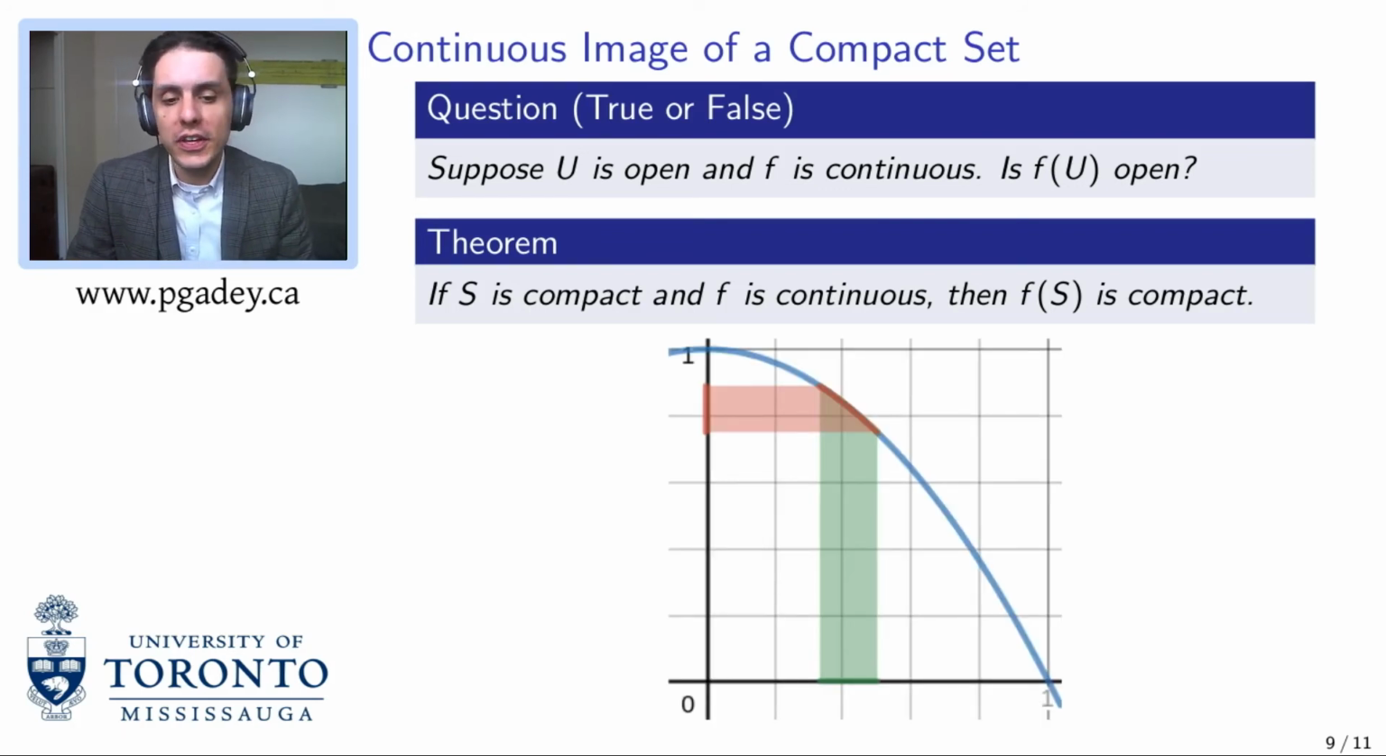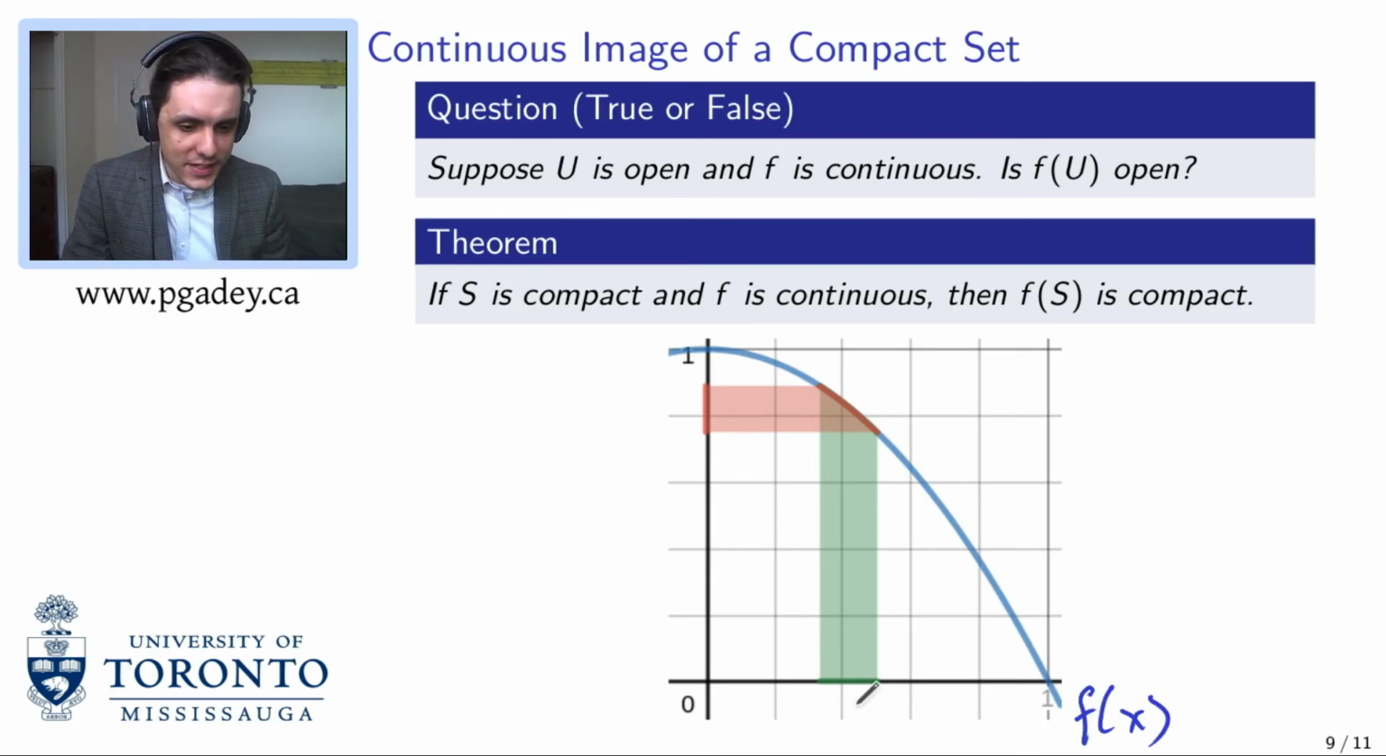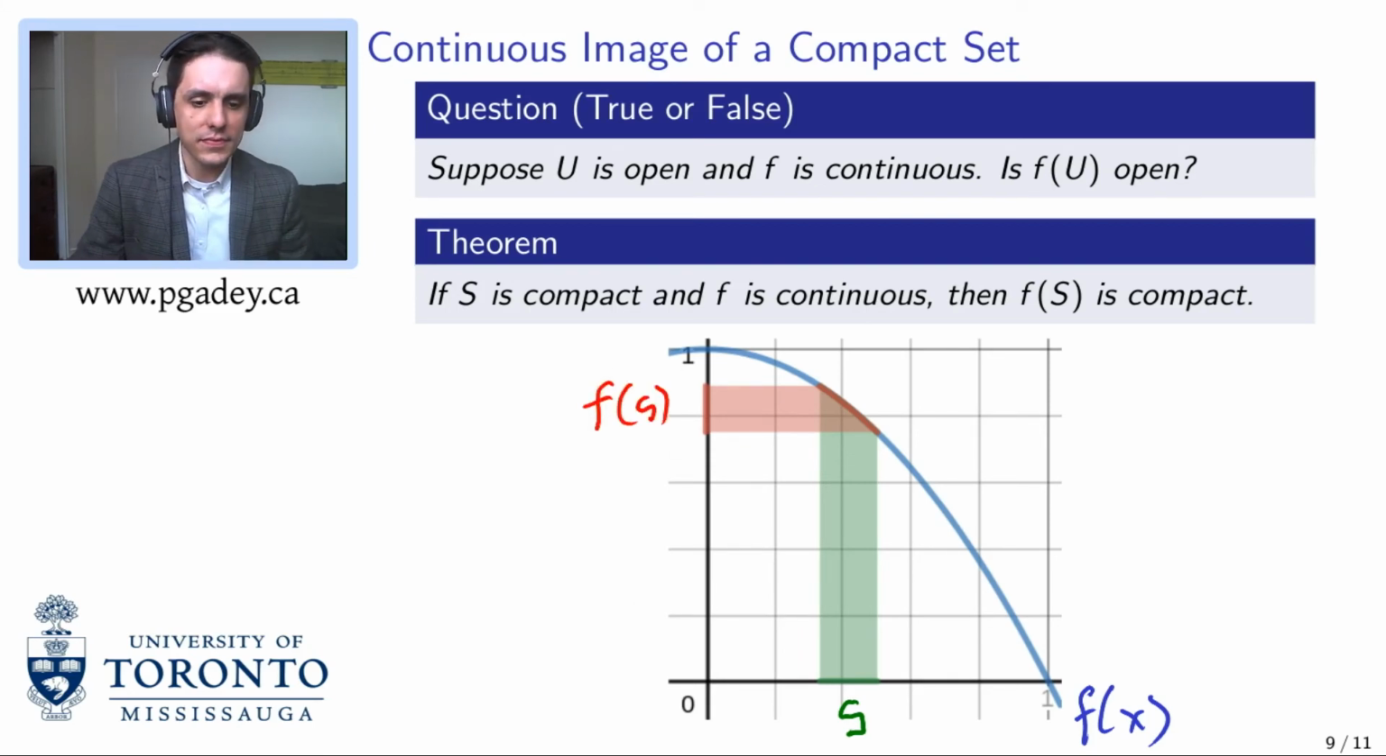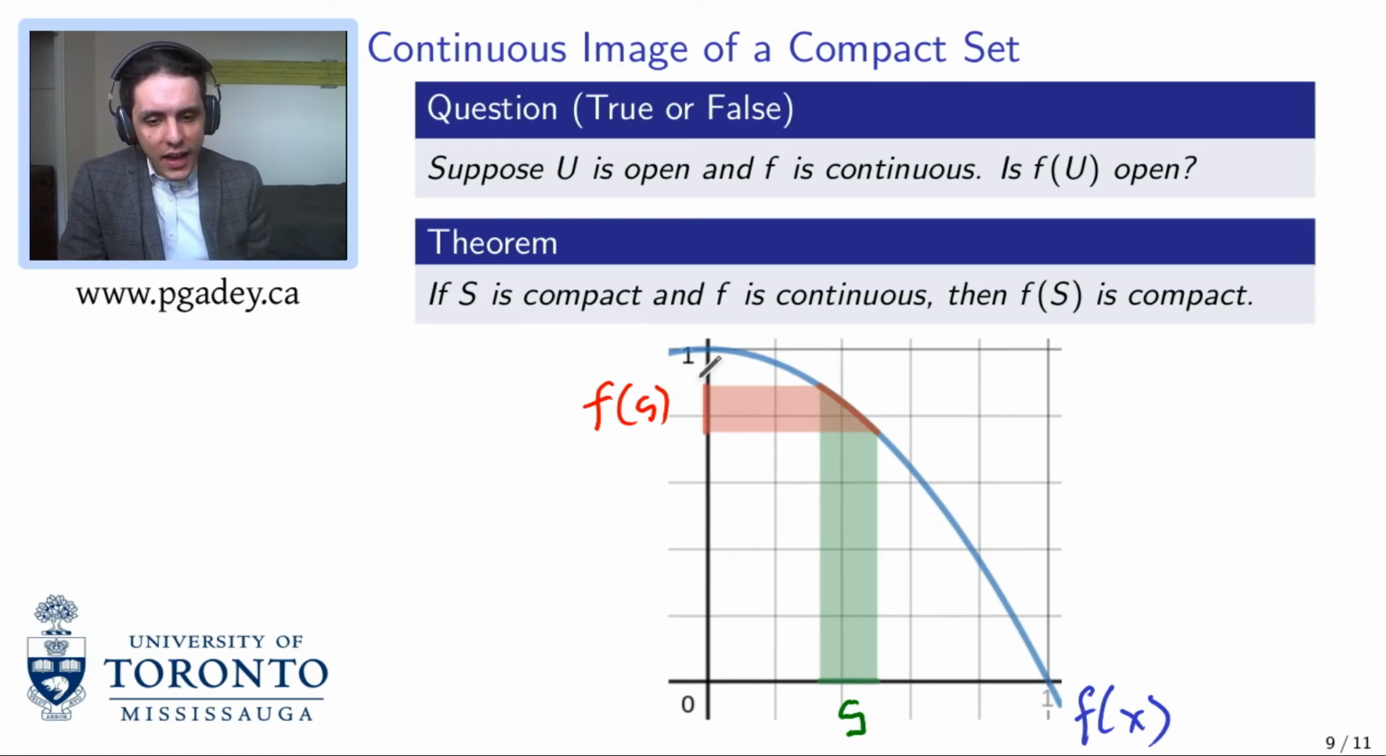So what does the proof look like here? Well, I've drawn a schematic function here. This is just our function f of x. Here's our compact set S, and here is our set f of S. And what we're going to argue is that open covers of f of S can be used to create open covers of S. So let's say that we have an open cover up here, right? We've covered f of S.